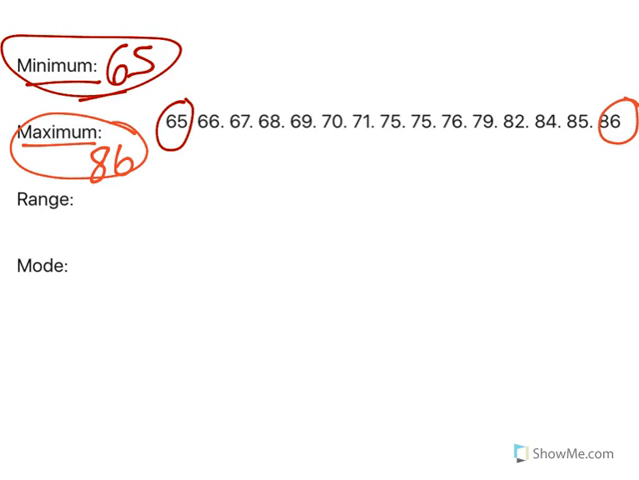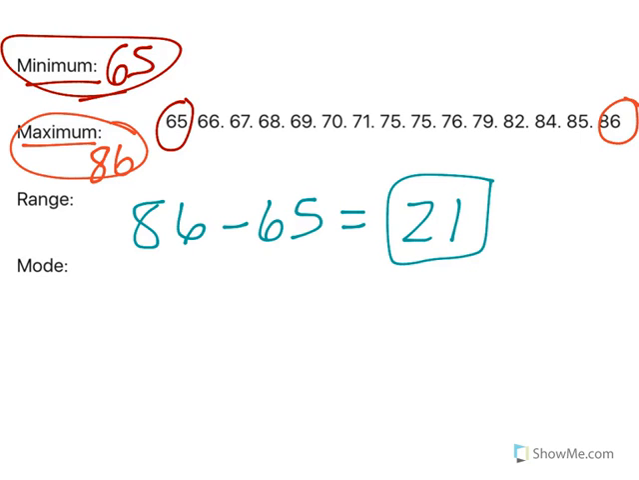Those aren't too bad. Now the range we find by finding the difference between the biggest number and the smallest number. So if 86 is my maximum and 65 is my minimum, then my range is 21. I simply subtract the two. The mode is the number that appears most often. So that's kind of how I remember it. Mode, most. You got the MO going on.